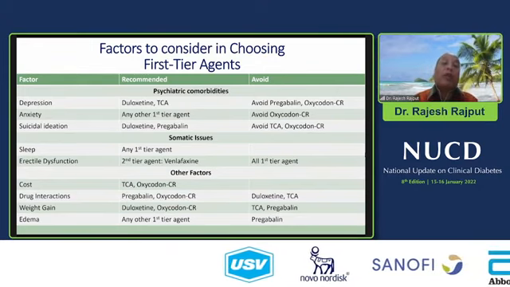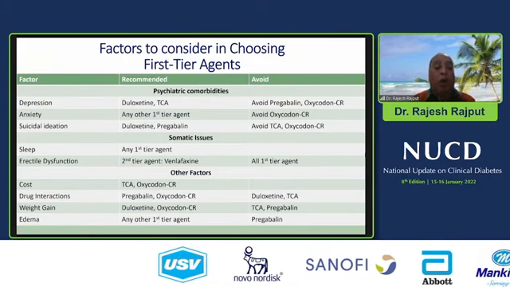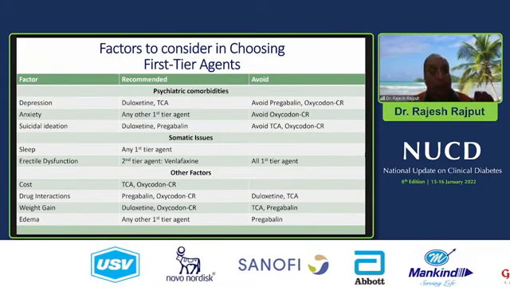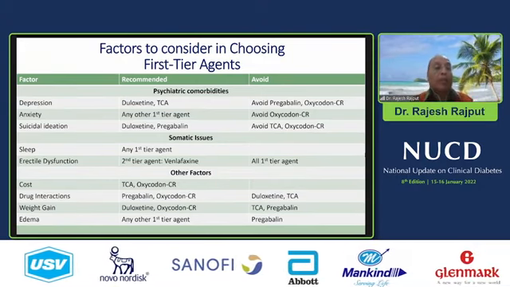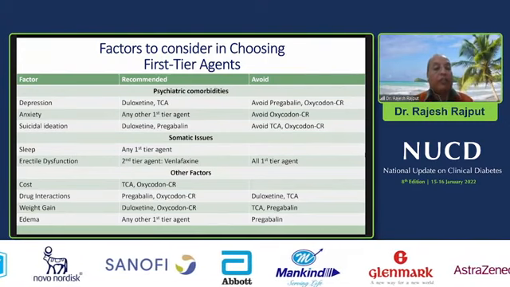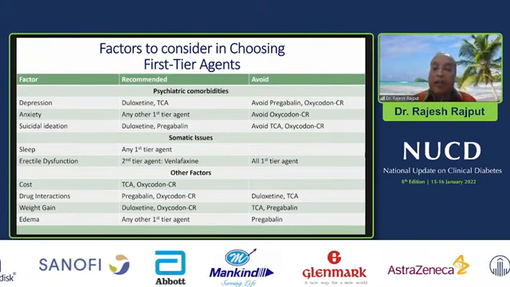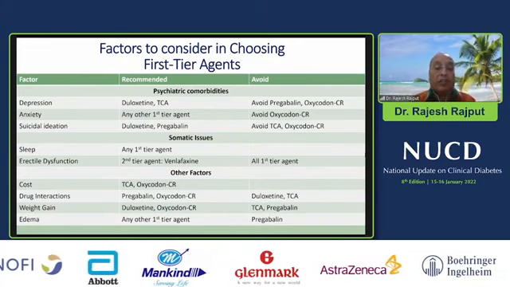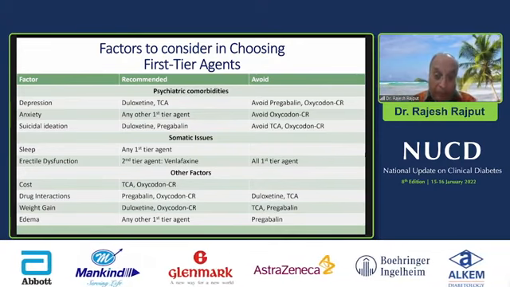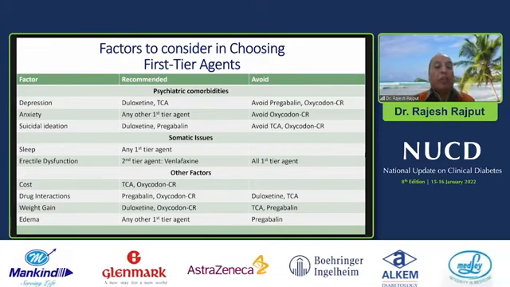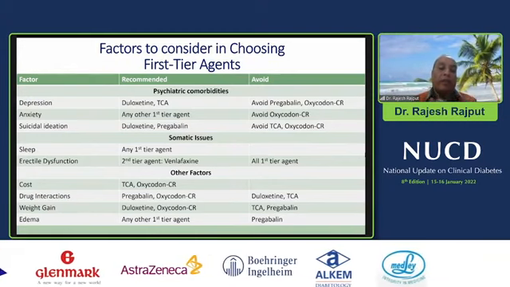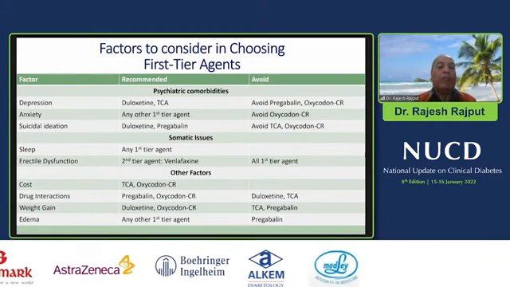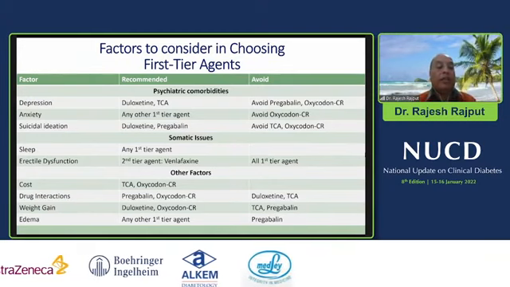Erectile dysfunction, which is quite common in diabetic patients, is a situation where all first-tier agents are not to be used. I have seen lots of patients who have erectile dysfunction and are given pregabalin or TCA. Here the drug of choice is venlafaxine. If cost is a concern, then everything is forgotten. We are only left with cheaper generic drugs like TCA.